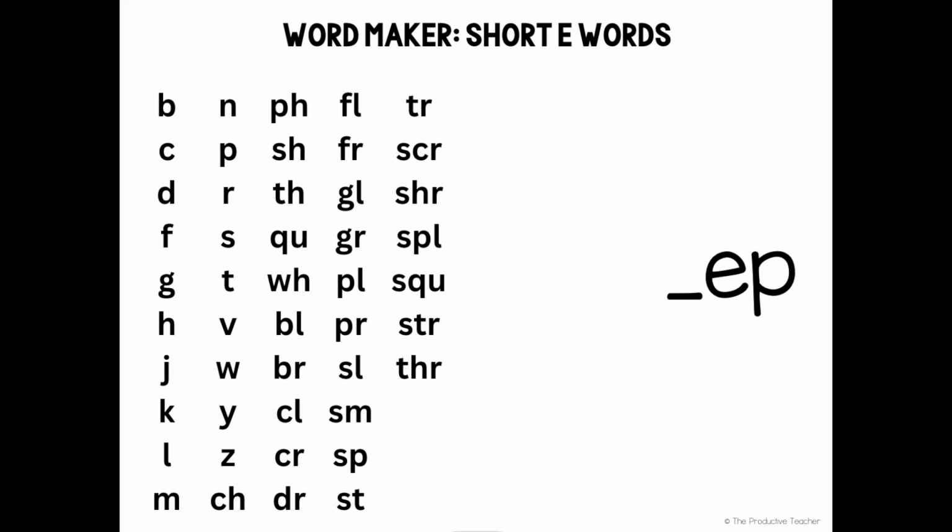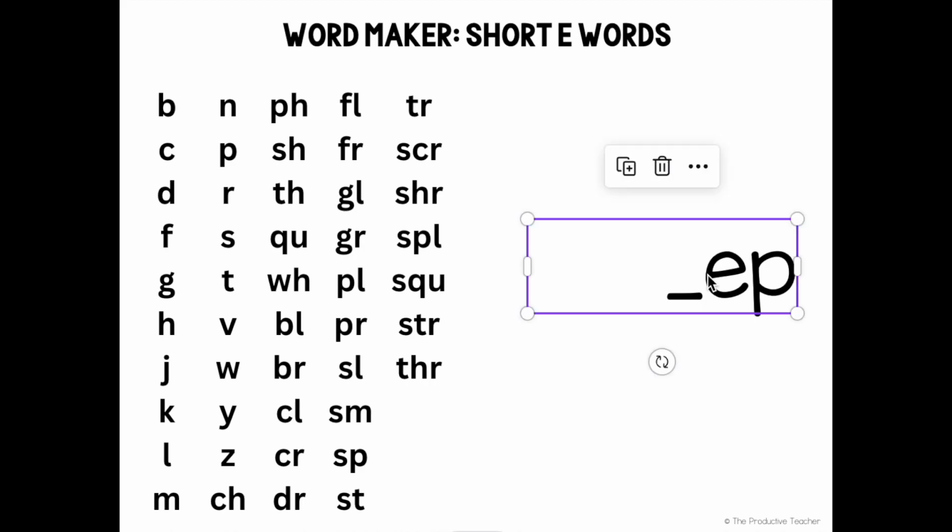You can listen to me read the words, you can read the words along with me, or you can put the video on mute and read the words by yourself. Let's get started. Bep. Bep is not a word. Sep. Sep is not a word. Remember, the letter C makes the S sound before E.